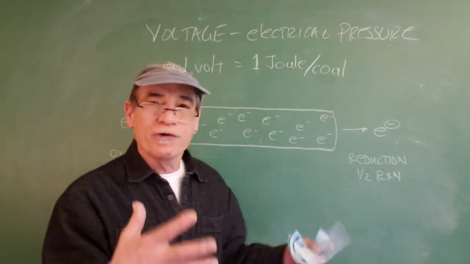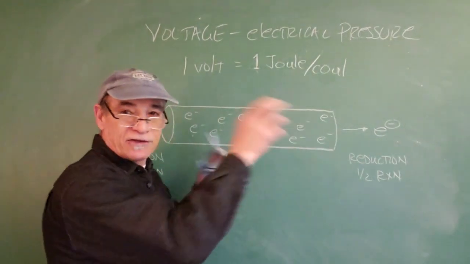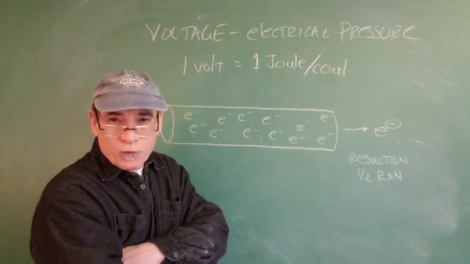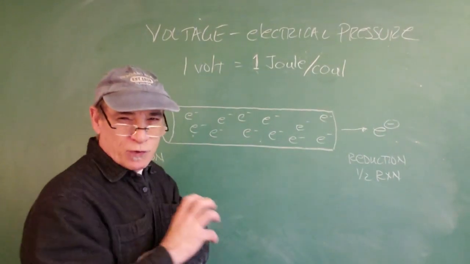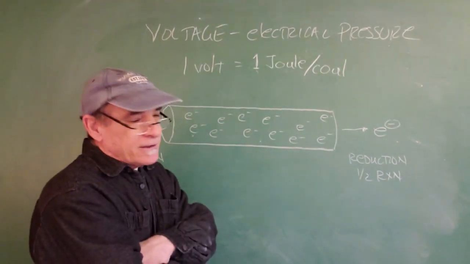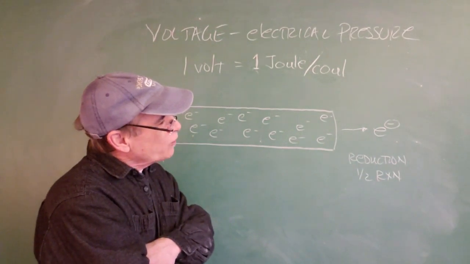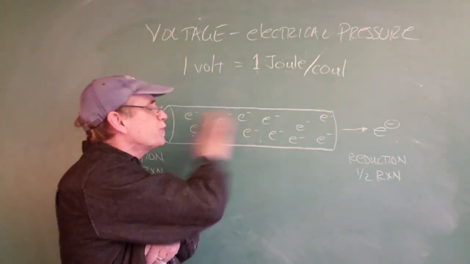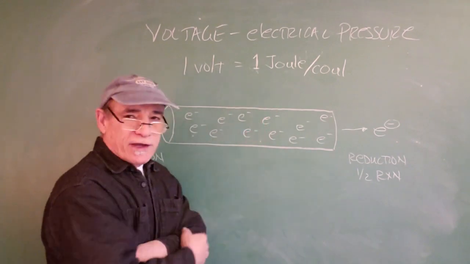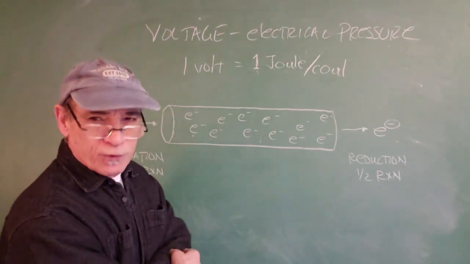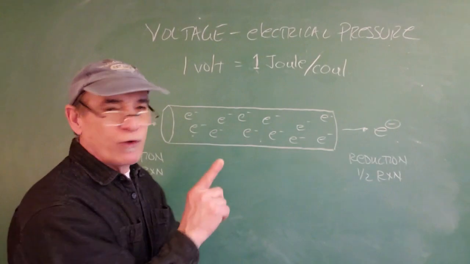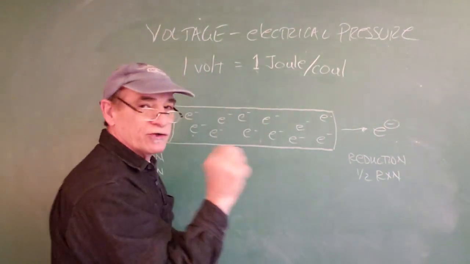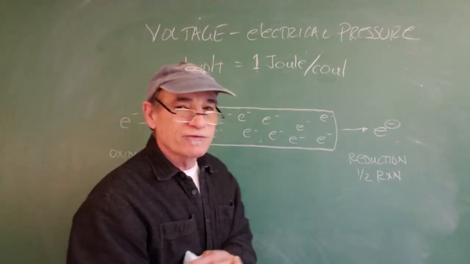Okay, so current then is how many gallons per minute go through the pipe. But that doesn't tell you with what pressure you're pushing the water through the pipe. And so consequently, if we want to know how hard you are pushing the water, or how hard you are pushing the electrons through that tube, that's measured in voltage. And the unit volt, 1 volt, is equivalent to 1 joule of energy put on each coulomb of charge.